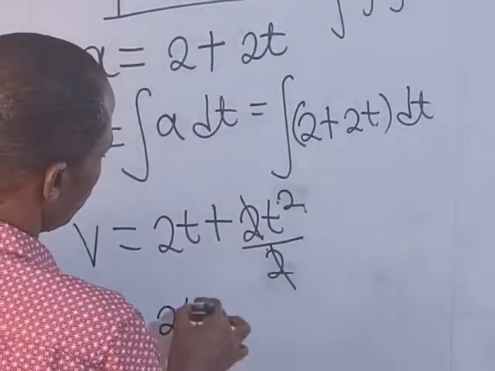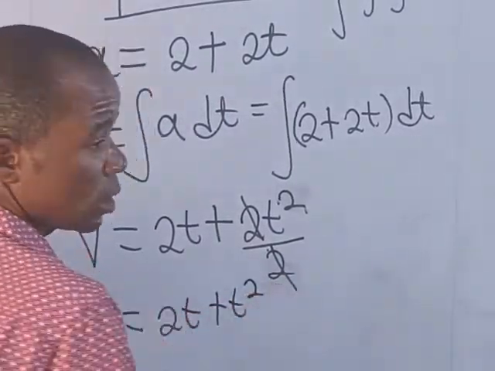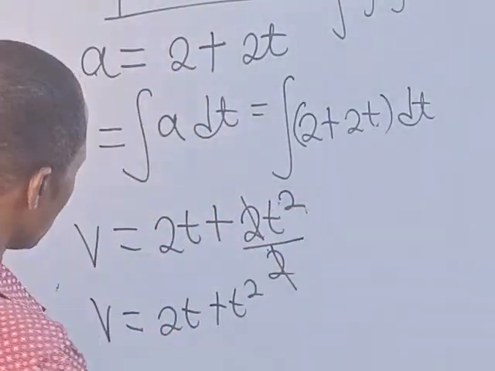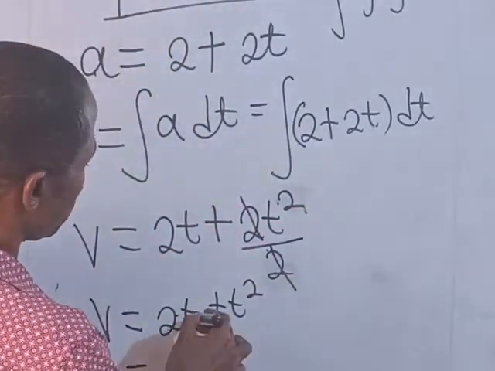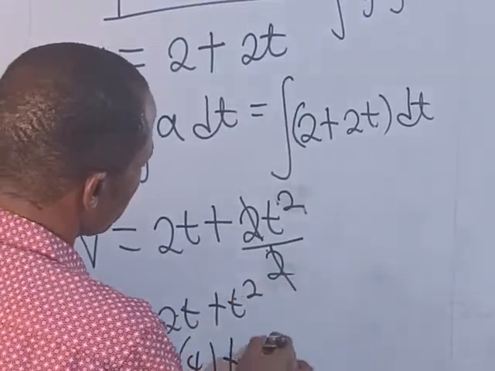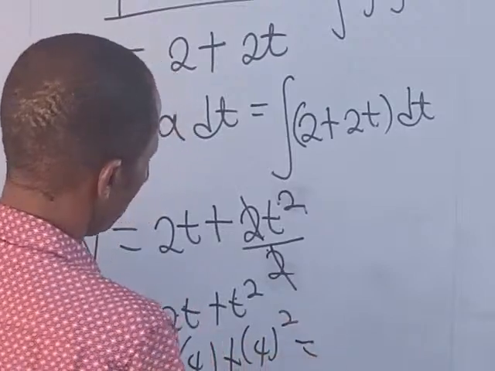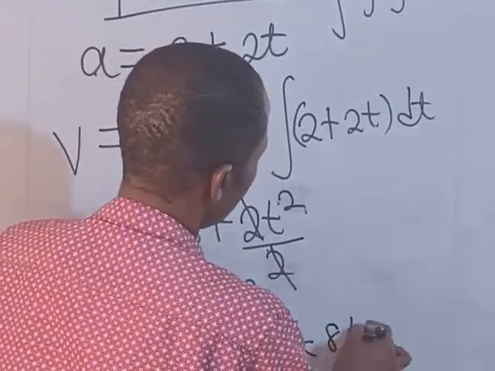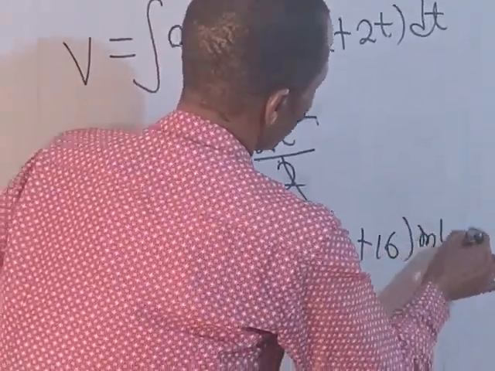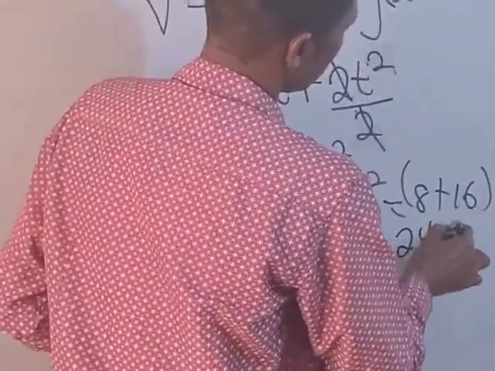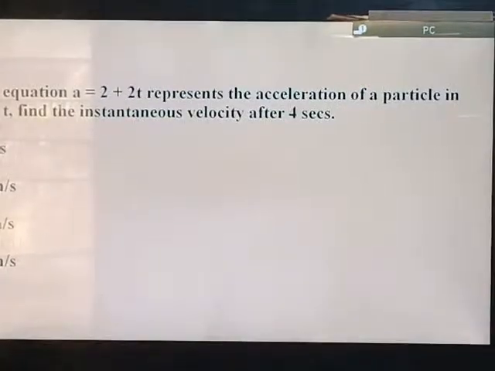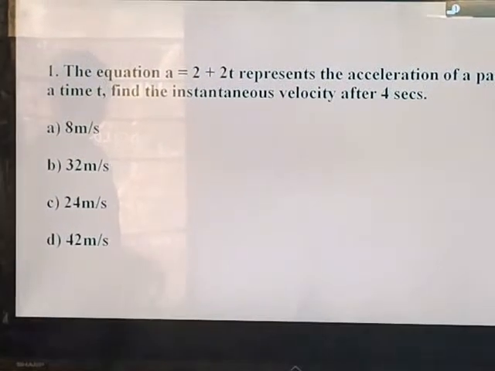So we are left with v now equal to 2t plus t squared. That's all. And we have been given the time, 4 seconds. So our velocity is equal to, anywhere we see t, we put 4 there. So 2 times 4, plus 4 squared. That's 8 plus 16. If you add that together, that gives us 24 meters per second. So it's as simple as that. The correct option for this would be option C. So you can put this one down quickly.